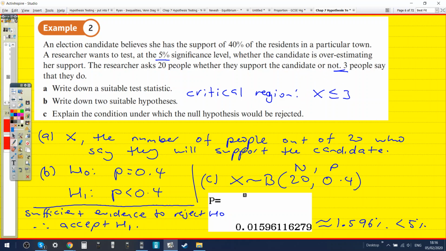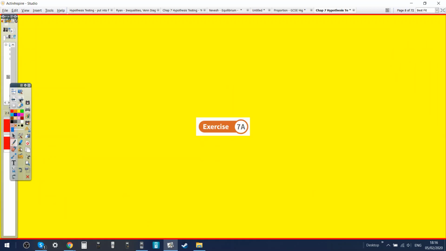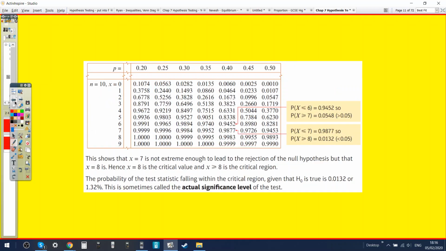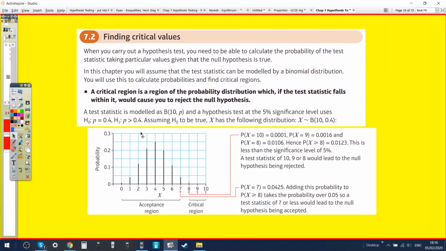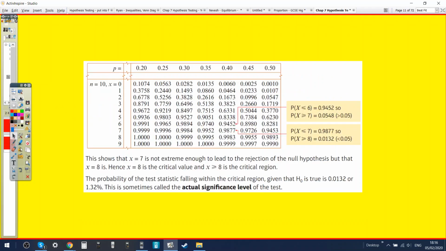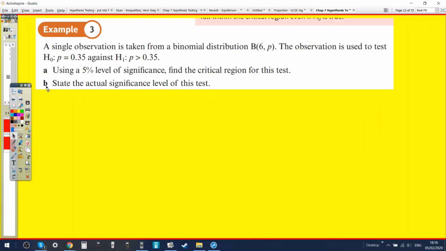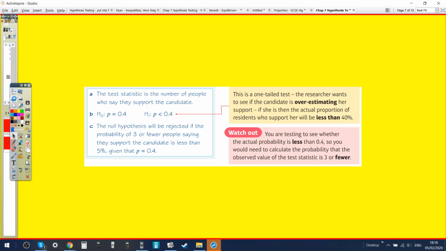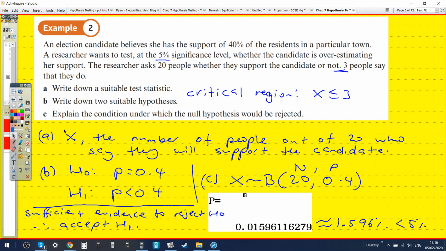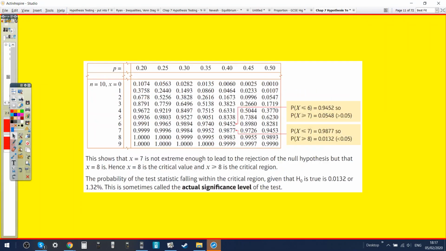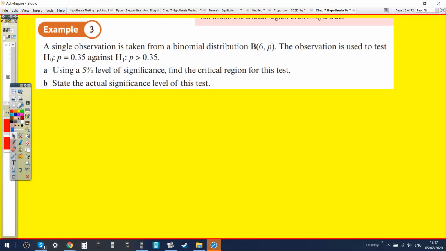Wait, so they don't tell you what the critical region is? No. You have to find that out a lot of the time. And let's see. So finding critical regions. My explanation is better. Oh yeah, and if they say part D, what was the actual significance level? In our case, the actual significance level would be 1.596%. So it's less than 5%, and the actual amount is 1.596%.